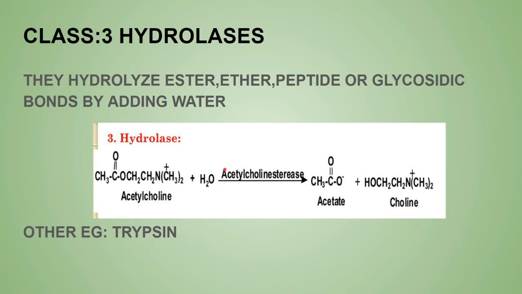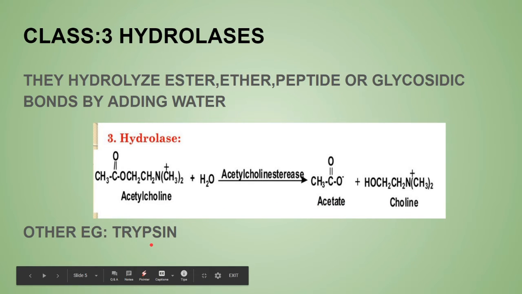I have discussed this example in my nerve video of the physiology. This cholinesterase enzyme is mainly present in the palisades of the postsynaptic membrane in the neuromuscular junction. At the postsynaptic membrane the palisades are present, and in those palisades this acetylcholinesterase enzyme is present. It cleaves acetylcholine into acetate and choline. Another example is trypsin in the GIT.